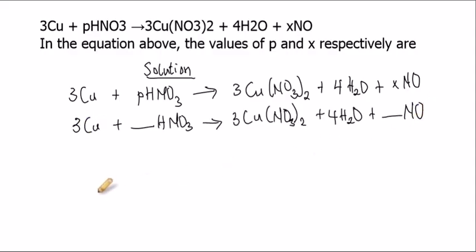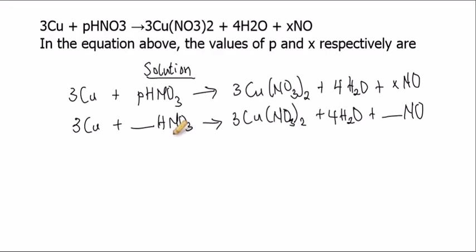So let's start to balance the equation. We have copper, hydrogen, nitrogen, and oxygen. Let's begin with copper. We have 3 atoms of copper present in the reactant side, and in the product side we have 3 as well, so copper is balanced. So from copper, let's move to hydrogen.